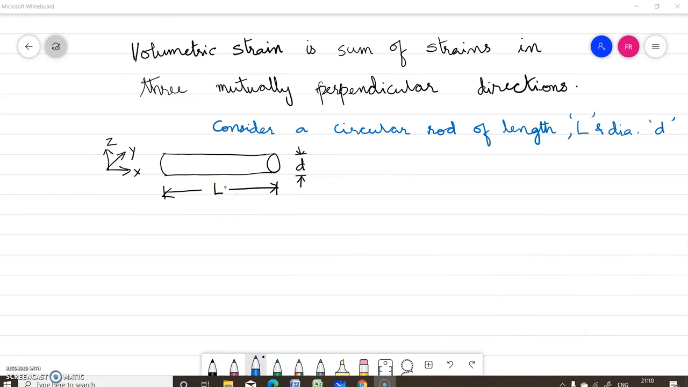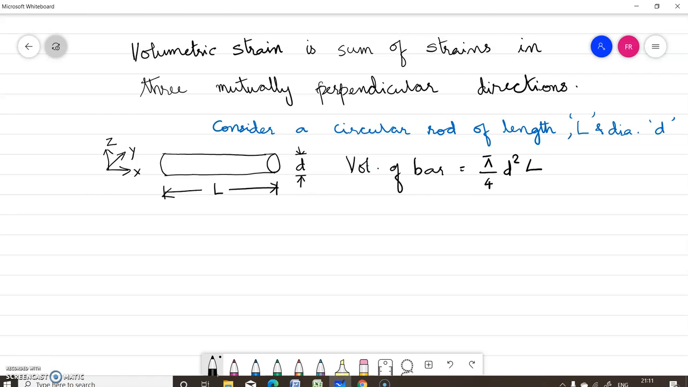Now we can show the same thing, that is volumetric strain is sum of strains in three mutually perpendicular directions in the case of a circular bar. You consider the circular rod of length L and diameter D. Now what is the volume of this bar? Volume of bar is, area is pi by 4 into d square. So volume is pi by 4 d square into length L.